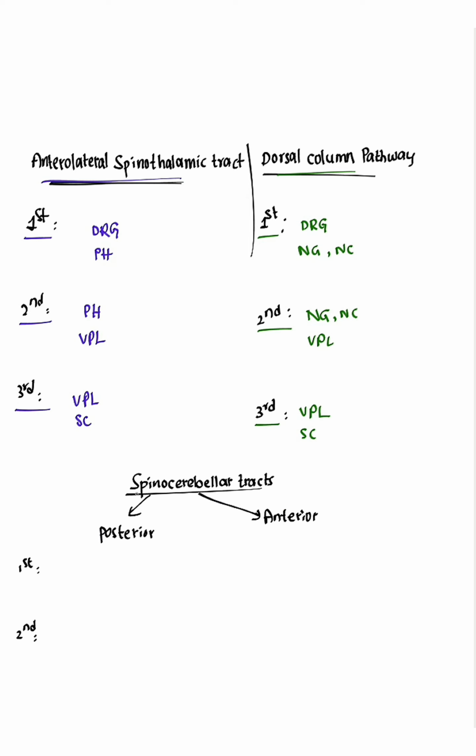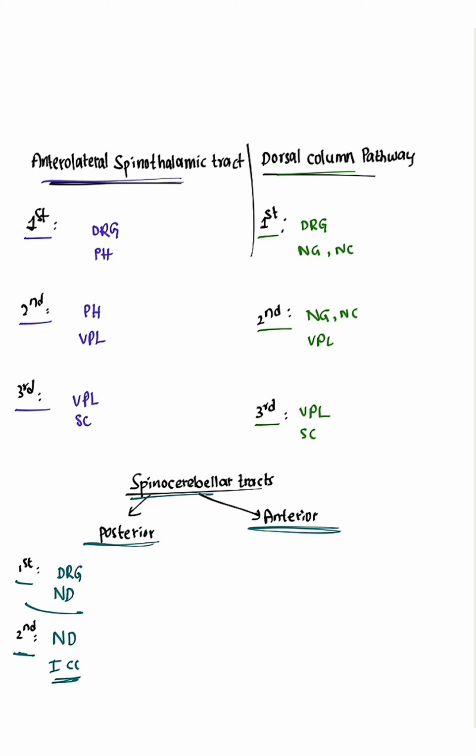Spinocerebellar tracts carry the sensations of unconscious proprioception to the ipsilateral cerebellar cortex. Posterior spinocerebellar tract, first order neurons: their cell bodies are present in dorsal root ganglia of the spinal cord. The fibers of first order neurons terminate in nucleus dorsalis. Second order neurons: their cell bodies are present in nucleus dorsalis. Their axons terminate in the ipsilateral cerebellar cortex. The axons of second order neurons ascend upwards as the posterior spinocerebellar tract.